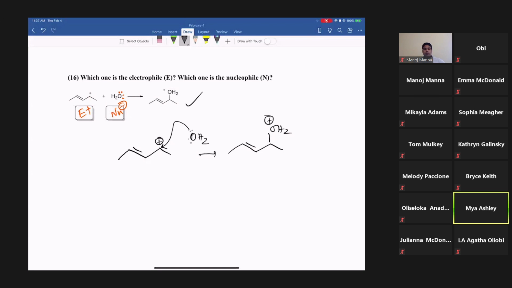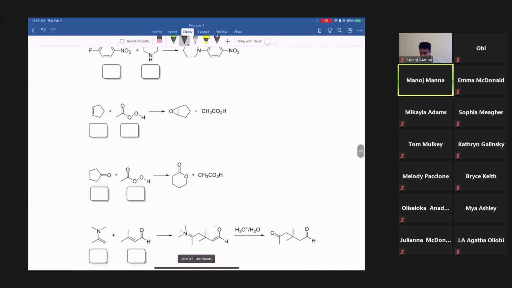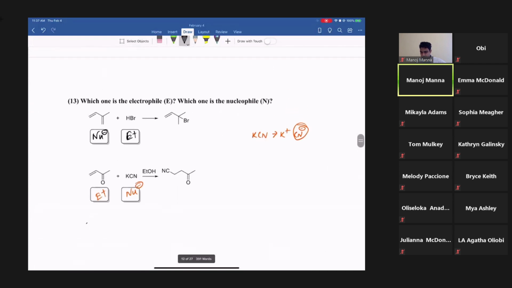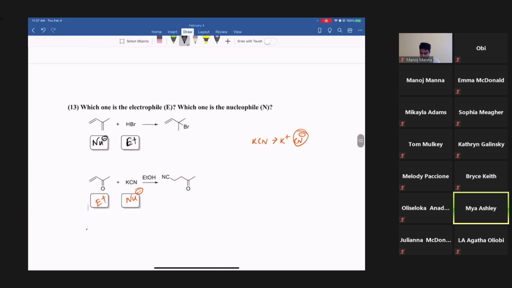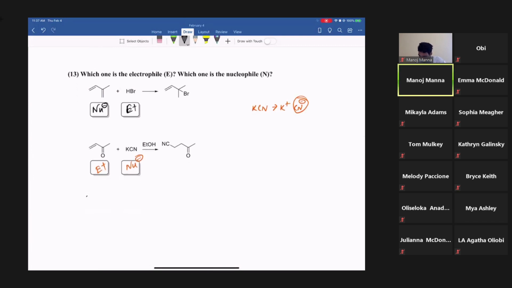I have a question from section 13, the second structure. Can you explain that a little bit more? The one in blue? The second one has a CN minus, and you have a double bond to O, correct?